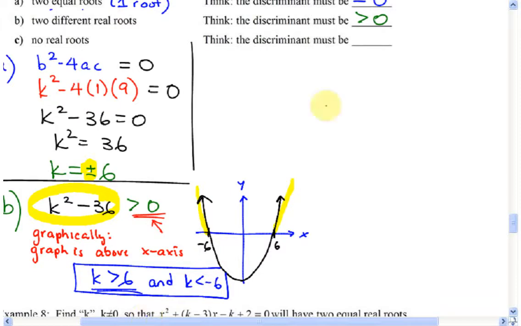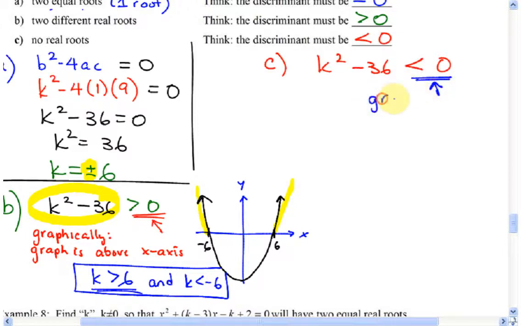How about part C now? How would I do part C? Part C says no real roots. So what must the discriminant be if it's no real roots? Less than 0. Good. So I'm going to take my k squared minus 36, and now I want this to be less than 0. Now, once again, I'm going to ask you, graphically, less than 0, what does that mean?